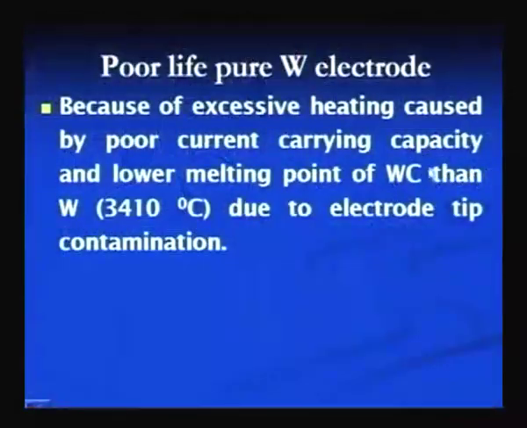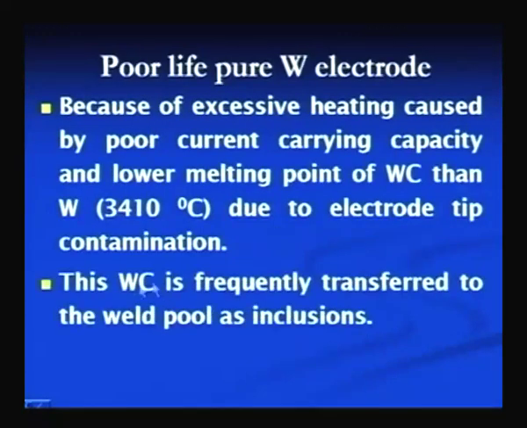At the same time, whenever contact between the electrode and the workpiece takes place, if it picks up impurities at the tip of the electrode, the impurities in the form of carbon form tungsten carbide, which has a lower melting point than the pure tungsten, and that also leads to the degradation of the tungsten electrode.